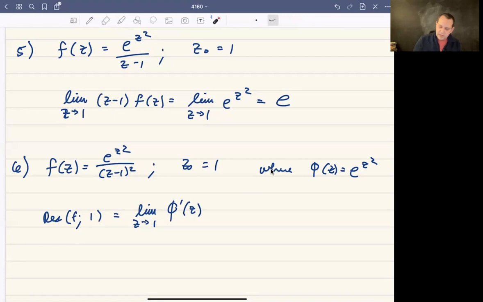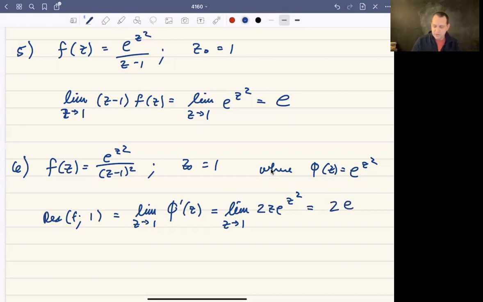So this is just going to be phi prime of z. So this is going to end up being, let's see, what's the derivative of e to the z squared? It's going to be 2z e to the z squared, not plus anything. That's it. So it's going to be 2z e to the z squared. We're going to plug in z equals 1, and we end up with 2e. Okay, so there's our residue there.